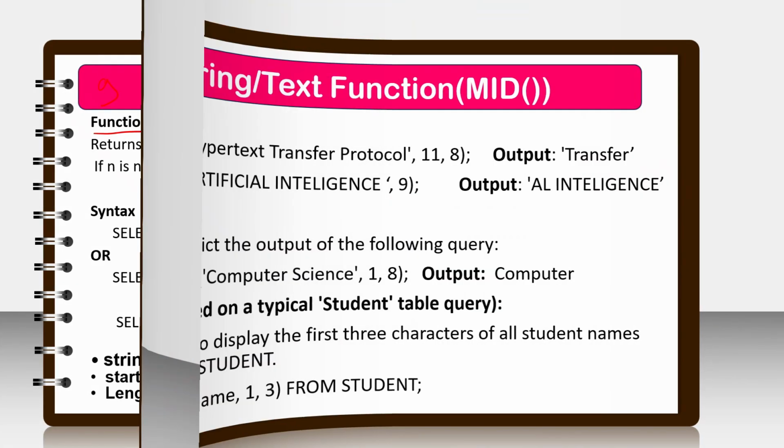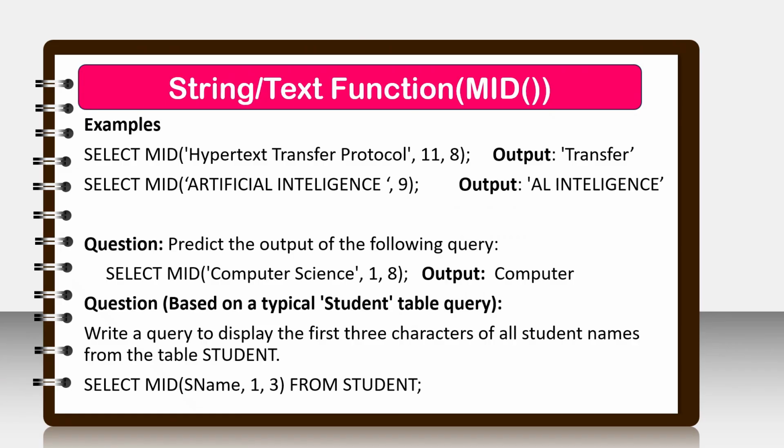So here you can see the example, select mid. Hypertext transfer protocol is the string that we have passed, and 11 and 8 are the parameters we have given. Now we will mark the length of this string. This is 1 place, 2, 3, 4, 5, 6, 7, 8, 9. Now space will also be counted, so 10. Then T is 11, 12, 13, 14, 15, 16, 17, 18. Then this is space, 19. Then P is 20, R 21. Like this you can mark numbers.